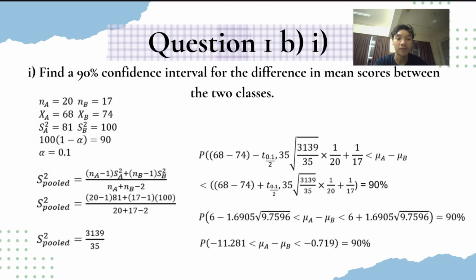Next, we apply the confidence interval formula using the appropriate t-value. Based on the calculation, the 90% confidence interval for the difference in mean score between the two classes is between negative 11.281 and negative 0.719.